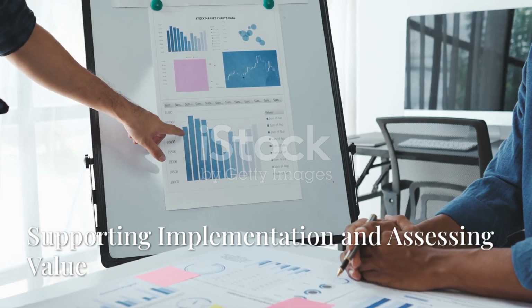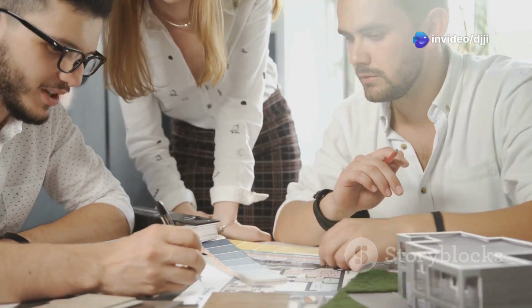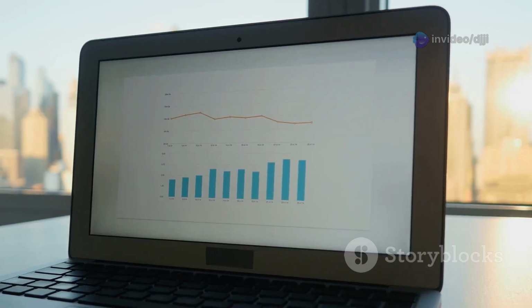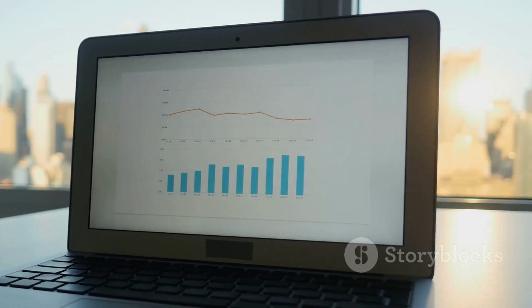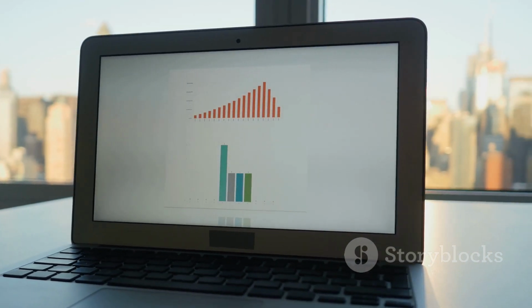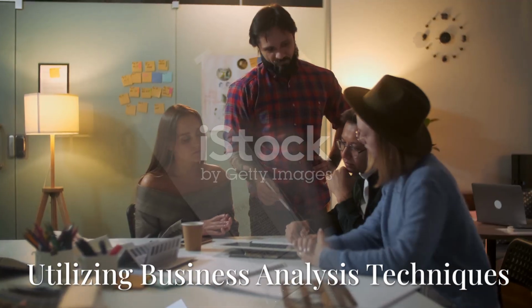Support implementation and assess value. Assist in implementing the chosen solutions, providing guidance and support throughout the process. Continuously evaluate the progress and impact of the solutions, measuring their value and making adjustments as needed.